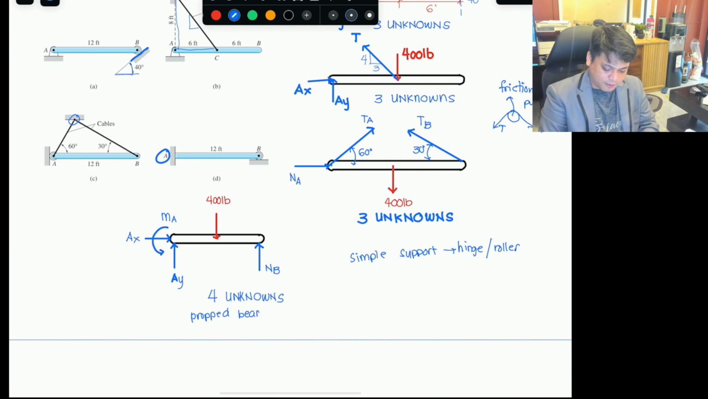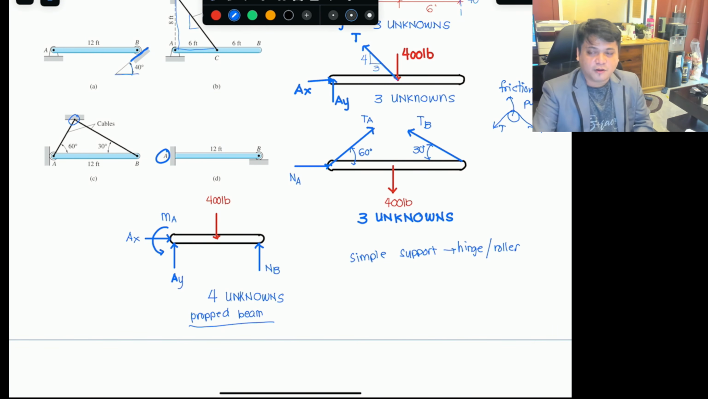Okay, ang tawag po dyan ay prop. Anyway, you will still encounter that when you go along with your theory of structures. Okay, so that's it for this problem.